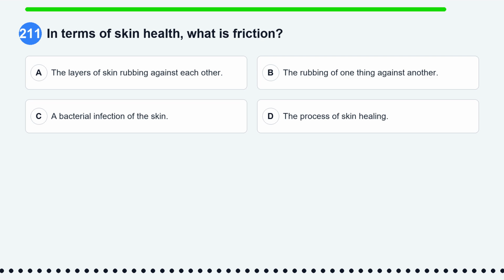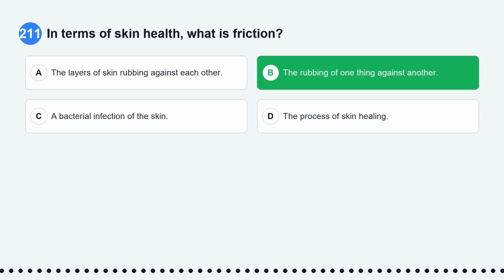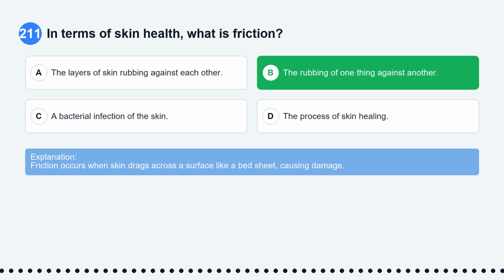Question 211. In terms of skin health, what is friction? Option A, the layers of skin rubbing against each other. Option B, the rubbing of one thing against another. Option C, a bacterial infection of the skin. Option D, the process of skin healing. The correct answer is option B, the rubbing of one thing against another. Friction occurs when skin drags across a surface like a bed sheet, causing damage.